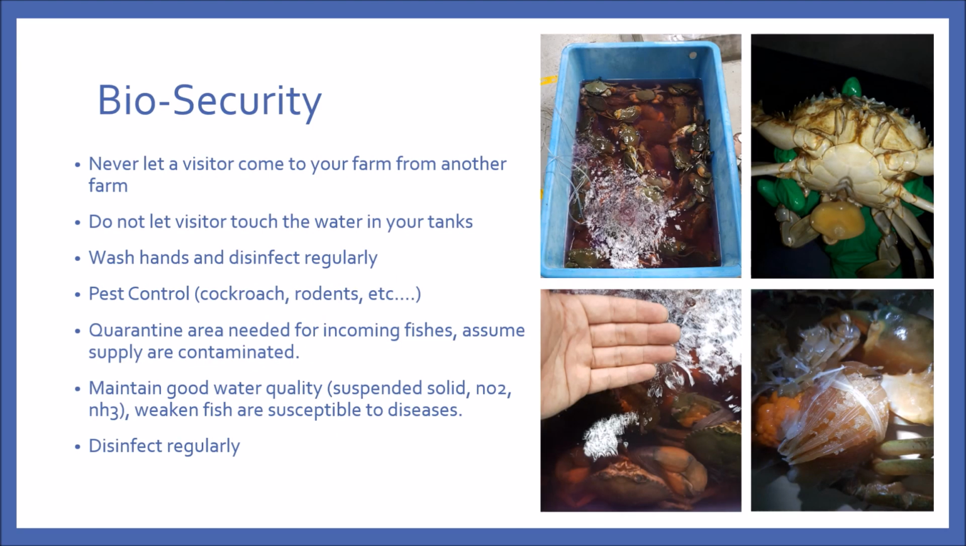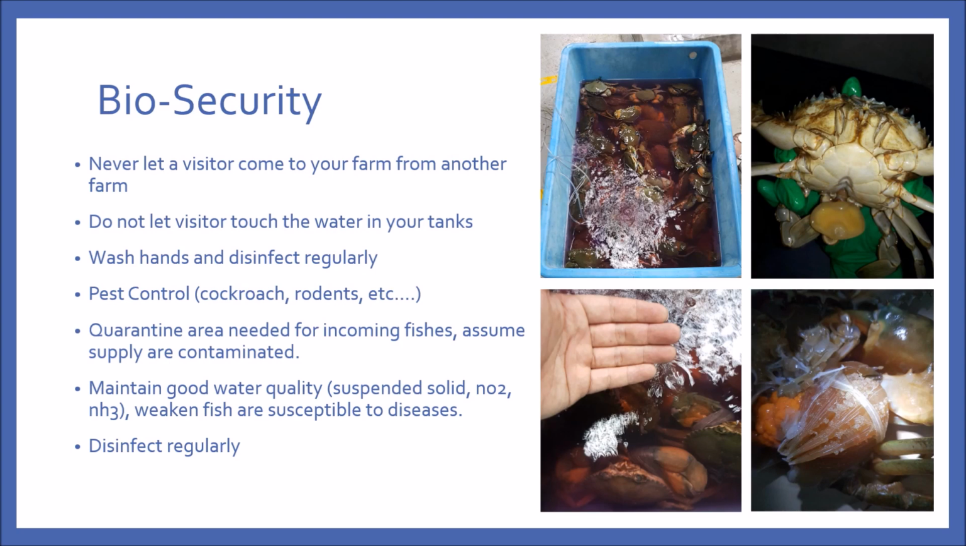The first point of disease control is biosecurity. Usually, do not let visitors visit your farm, especially if they are farming crabs on their own. This is to reduce the possibility of passing potential pathogens from their farm onto your farm. Do not let any visitors touch the water in your tanks that might potentially transmit any form of bacteria or viruses into your system. Make sure all your ground staff wash their hands and disinfect regularly. Pest control such as cockroaches and rodents needs to be kept in check.